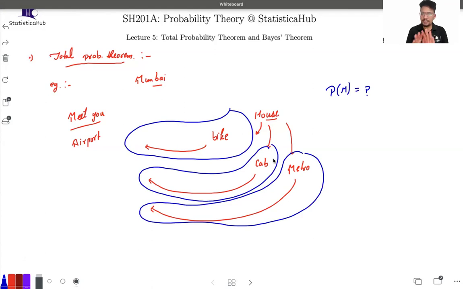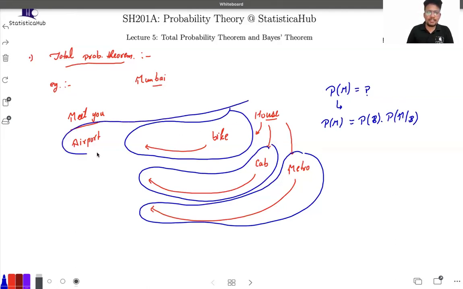That's how we can define the different cases in which we can get the probability of the final meeting up. In this part, you can see these three events, or these three different pathways, are completely independent of each other. So the probability of meeting me will be the probability of getting a bike, multiplied by the probability of meeting me, given that you are coming by bike. The first way is simply bike and meeting.